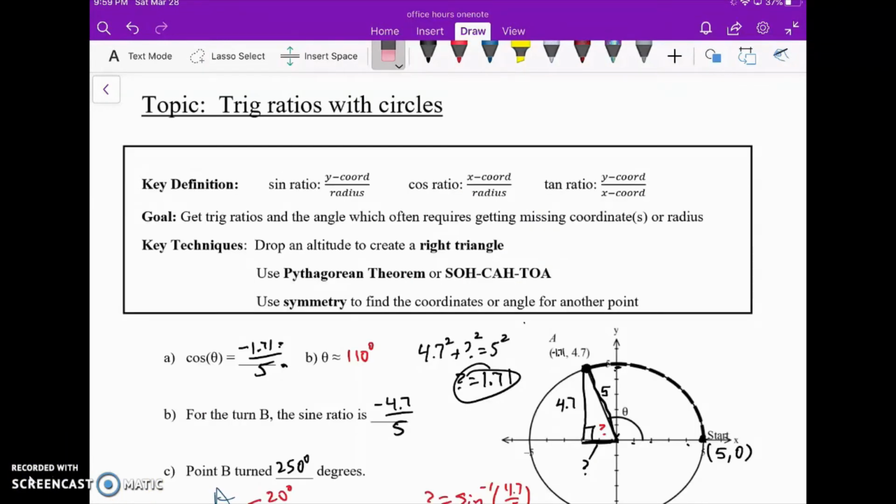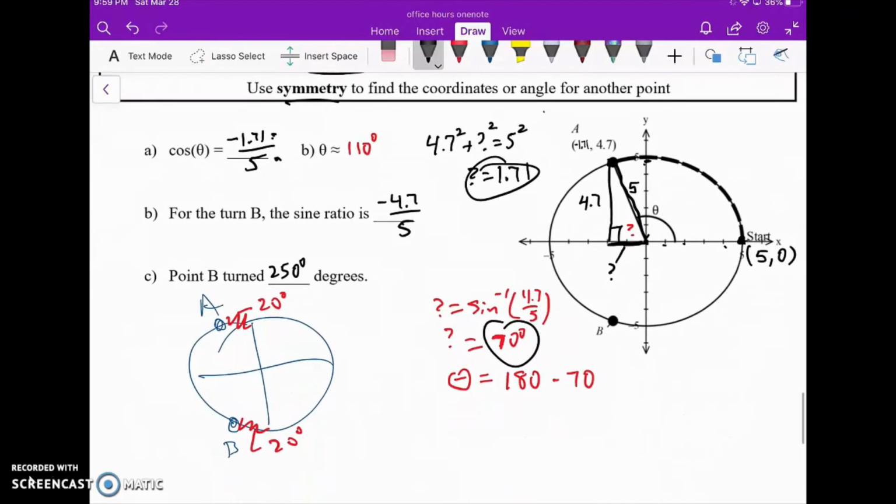Continuing with trig ratios with circles, the key techniques we're going to look at here are dropping an altitude to make a right triangle, using Pythagorean theorem, SOHCAHTOA, and symmetry. You might want to pause the video and read through these more carefully.